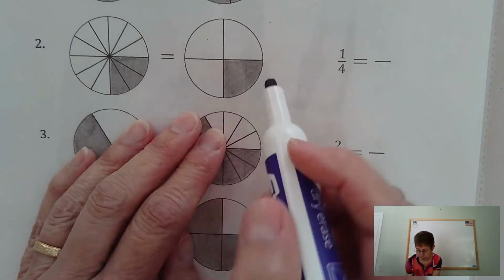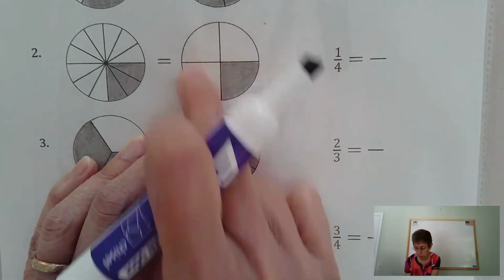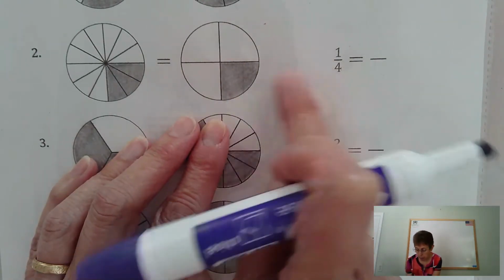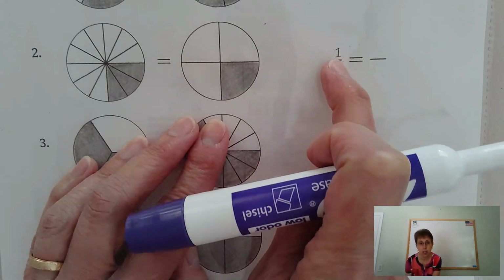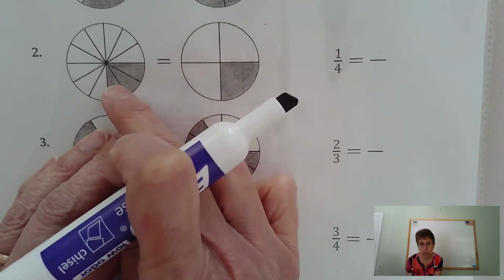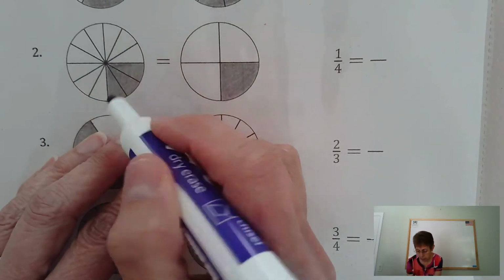Okay, the second one, they actually did the 1/4 first, and 1/4 goes with this circle. This circle is divided up into 4 equal parts. One of those parts is shaded in. So now on this circle, we have the same portion shaded, but now we have to look to see how many pieces this circle has altogether?